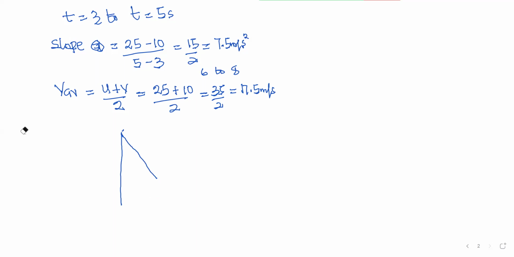How come you got 25 plus 10 over 2? Do you have the graph? Check, read on the graph. You see, we're given the time interval 6 to 8. What is the velocity at time t is equal to 6, from the graph? What is the velocity corresponding to the time t is equal to 6?